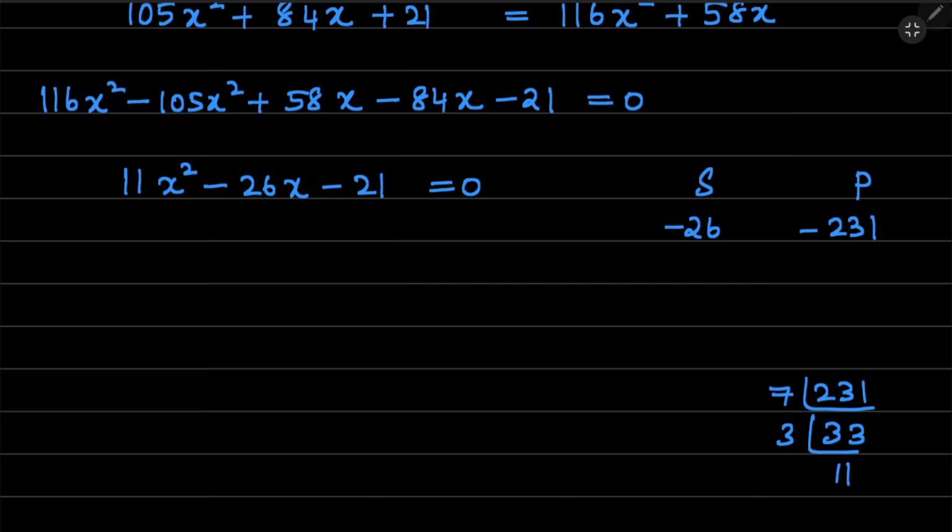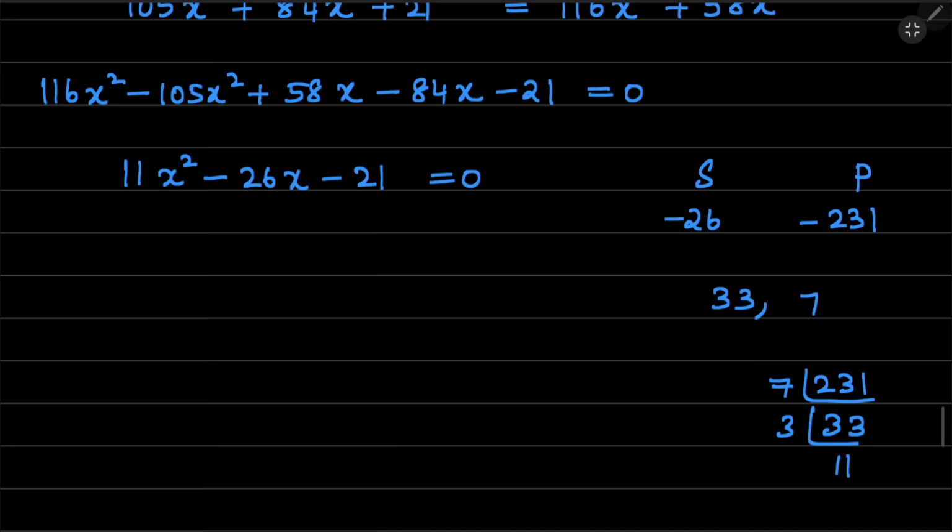Okay, so you can try with 33. 3 into 11 is 33 is one number, the 7 is the other number. 33 minus 7 is 26. Okay, so if you put a negative sign to the bigger number, minus 33 plus 7 is minus 26. Minus 33 multiplied by 7 is minus 231. So let's now use the middle term splitting. So you have 11x square minus 33x plus 7x minus 21 equal to 0.